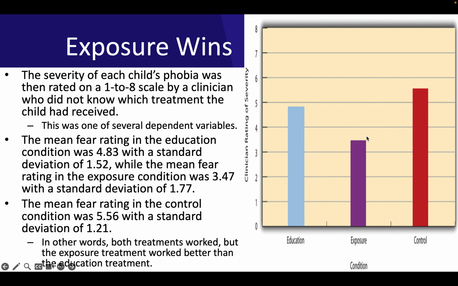And this is a histogram showing that very thing, showing what I just said. So the people with the highest phobias were the individuals that hadn't received any treatment. The ones who were educated came in at 4.83, and the ones who were exposed to their phobias, their level of fear was 3.47.